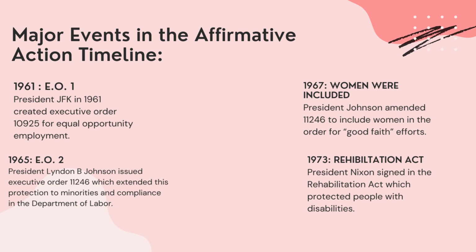In 1965, President Lyndon B. Johnson issued another executive order which now allowed for persons in a minority group to be protected under affirmative action. The Department of Labor was also required to be in compliance with this order. In 1967, President Johnson amended his executive order to include women to show good faith to all discriminated groups. Finally, in 1973, President Nixon signed into action the Rehabilitation Act, which would extend to those Americans with disabilities.